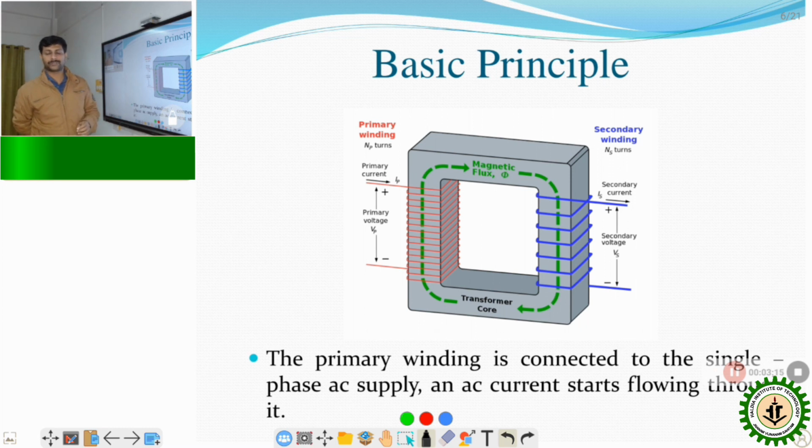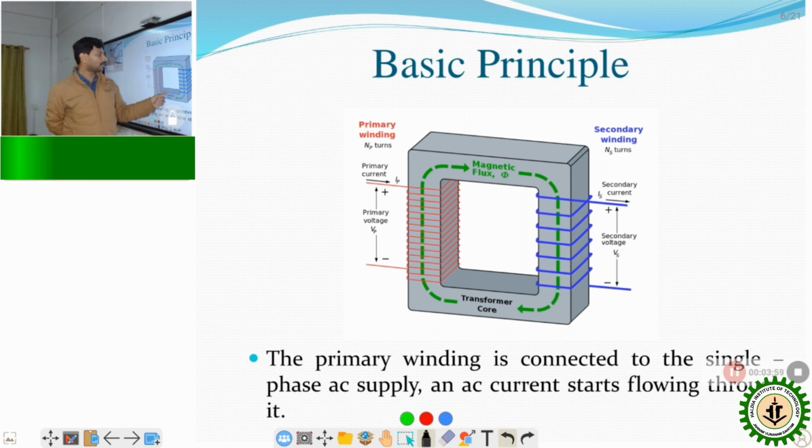Basic principle of operation of transformer: how the transformer is transferring energy from the primary circuit to the secondary circuit. As you can see, this is the core material shown, a very simplified diagram where the laminations are not shown, and as we have previously discussed, this is the primary winding, this is the secondary winding, and you can see we are supplying the primary winding. The primary winding is connected to the single phase AC supply, and AC current starts to flow from the primary winding. And as the current starts to flow, a magnetic flux phi, denoted by the green line, starts to operate in the core.